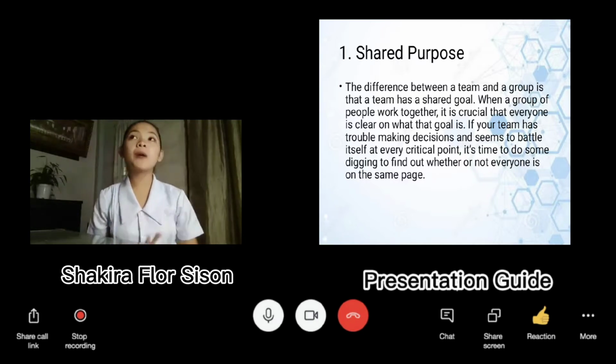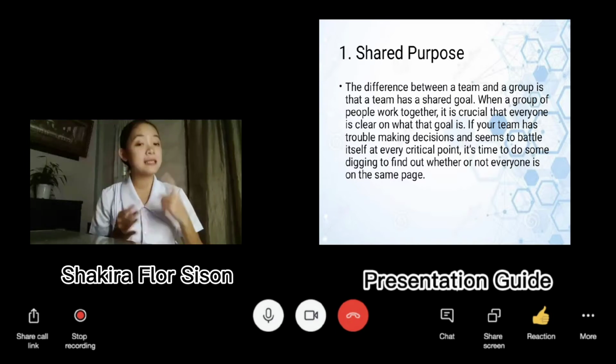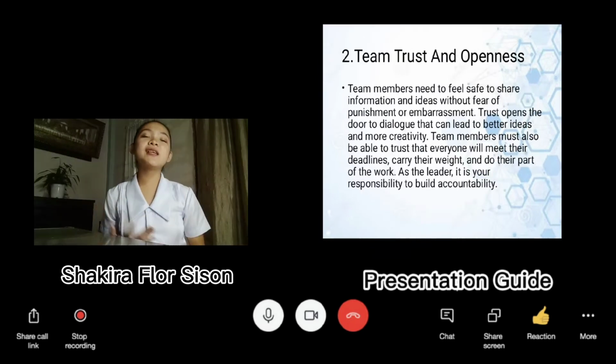A popular method for goal setting uses the acronym SMART. Effective goals should be specific, measurable, attainable, relevant, and time bound. Our course on setting SMART goals will help to focus efforts, keep you accountable, and help you attain your goals. The second one is trust and openness.